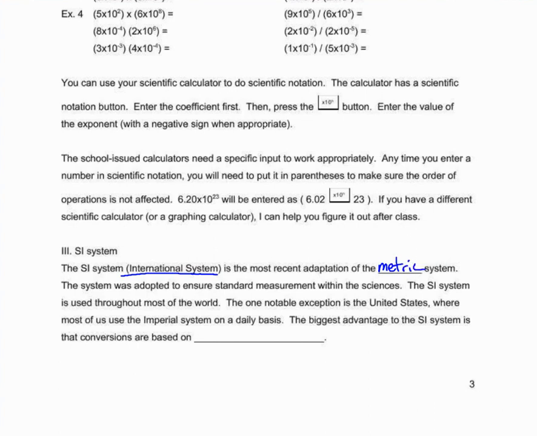The system was adopted to ensure standard measurement within the sciences. The SI system is used throughout most of the world, and the notable exception is the United States, where most of us use the imperial system, such as miles and pounds and gallons on a daily basis. The biggest advantage to the SI system is that conversions are based on multiples of 10.